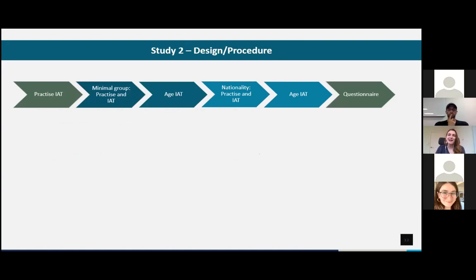Okay, our design was similar. We used IATs again, and again we had a within-subject design, but this time we had 2 different types of switches. One was the novel identity switch, where we prompted participants to switch from a minimal group identity to an age identity, the age identity being a well-established one. And then another switch where participants switched between their national and age identity. So 2 well-established identities that should be well integrated into the self-concept. We then balanced the order between participants.